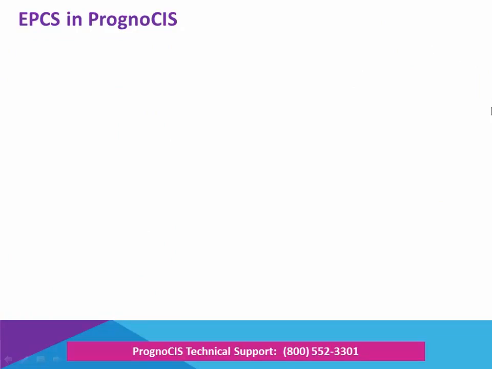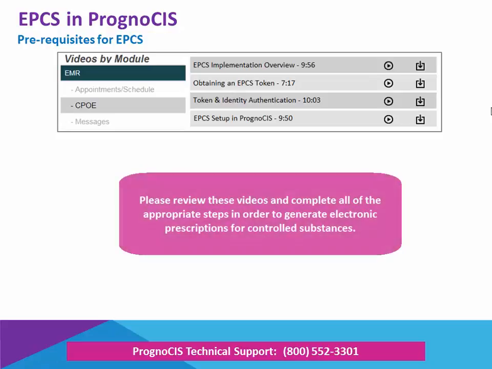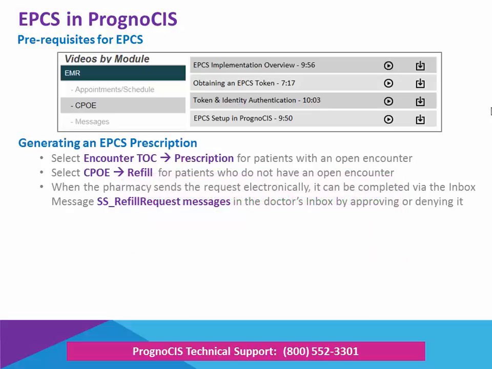Now, before you can prescribe controlled substances electronically, there are some prerequisites that we cover in separate videos here on the Resource Center. Once this setup has been accomplished, generating an electronic prescription of controlled substances is no different than any other prescription inside the EHR application. For example, for patients who have an open encounter, you can still use the encounter table of content prescription screen. For patients who do not have an open encounter, you have the CPOE refill tab.